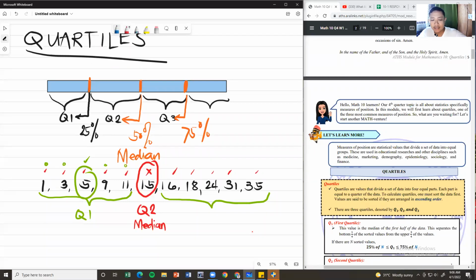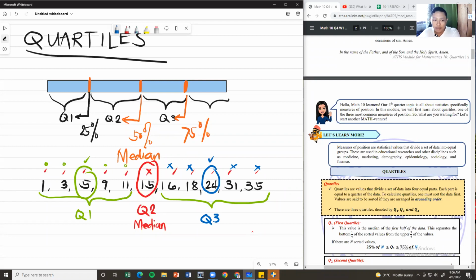And finally, for our quartile 3, we have 16, 18, 24, 31, and 35. What is the middlemost value of this set of given? The answer is very good. 24. Okay, by checking, we have here 16, 18 and 31, 35, and this is the middlemost value. So therefore, this serves as our quartile 3.